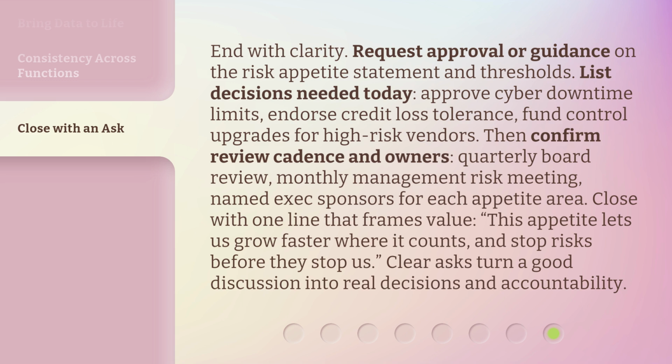Quarterly board review. Monthly management risk meeting. Named exec sponsors for each appetite area. Close with one line that frames value: this appetite lets us grow faster where it counts and stop risks before they stop us. Clear asks turn a good discussion into real decisions and accountability.